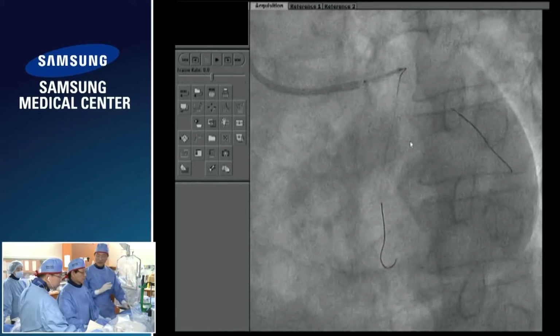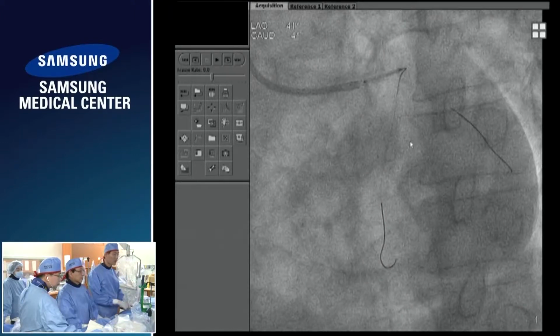No, it's moving according to respiration. So I control the respiration for the purpose. Another point is that too high pressure will compromise the circumflex. So nominal pressure is 10. I start with 8 atmosphere.